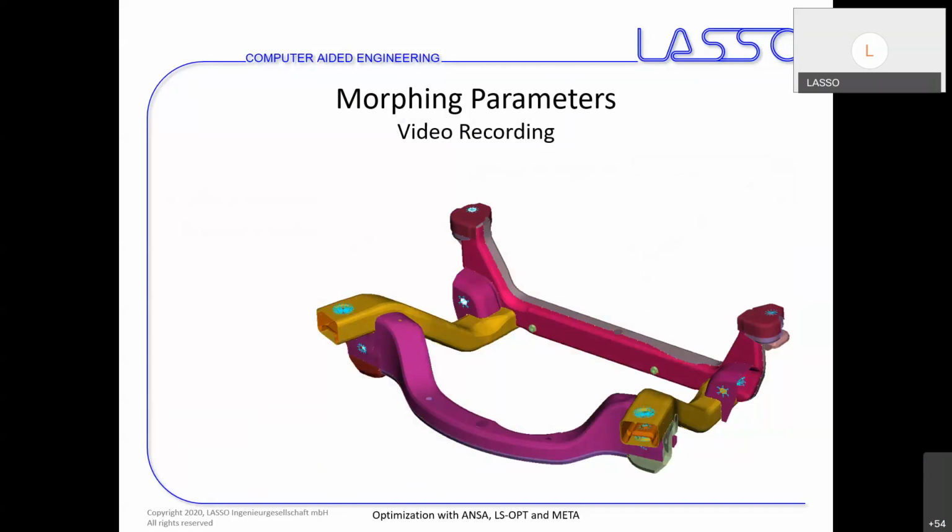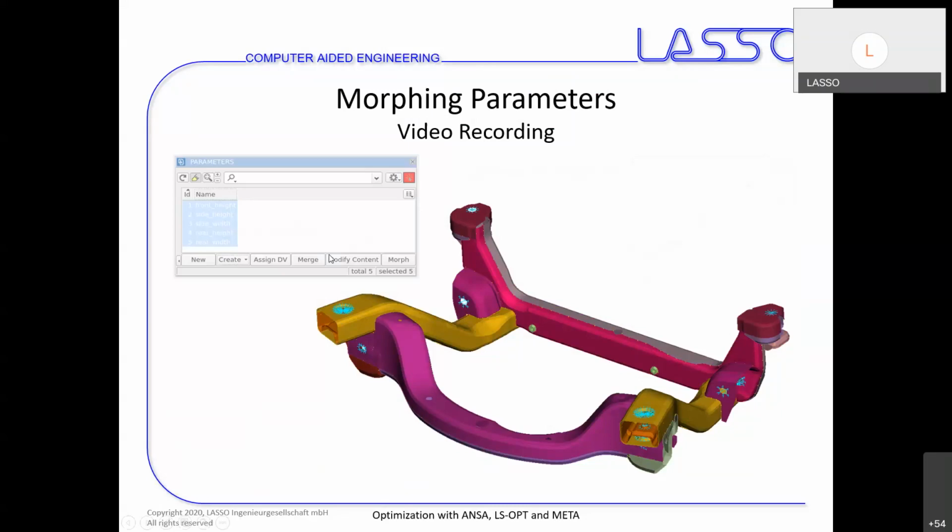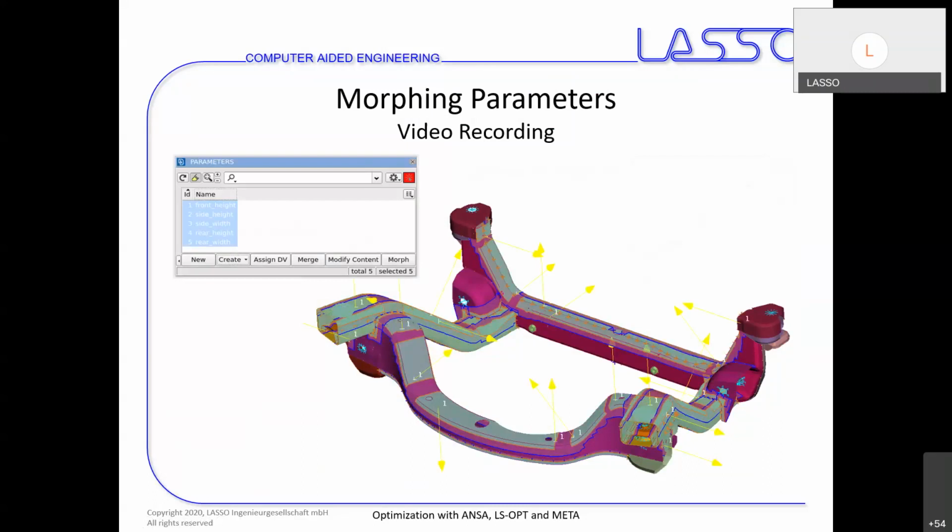These parameters, so-called morphing parameters, if you have a lot of them, it might be a little bit difficult to judge how they change the model and to see effects of one parameter onto the other. So there's a possibility to loop through the range of the parameters and get a video in order to see how the model behaves when the values of the morph parameters are changed.